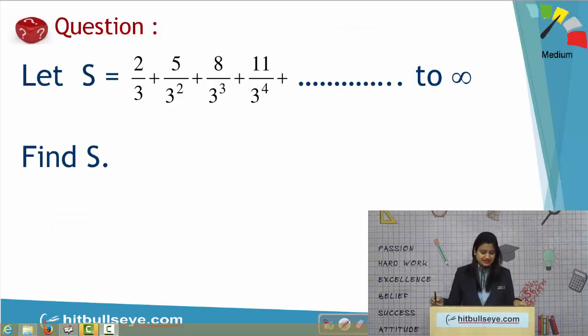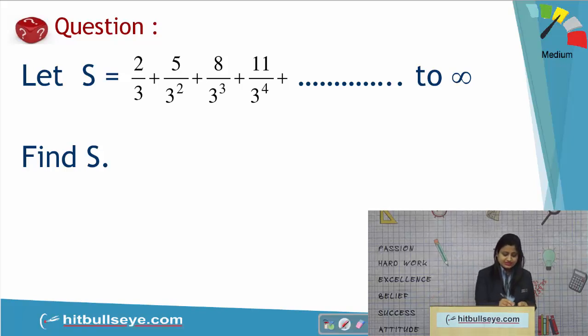Question says, let S is equal to 2 by 3 plus 5 by 3 square plus 8 by 3 cube plus 11 by 3 raised to power 4 plus so on up to infinity. We want to calculate S. We want to find the sum of infinitely many terms. As you can see in the numerator, we have an arithmetic progression. What is the first term here? That is 2. What is the common difference? That is 3.